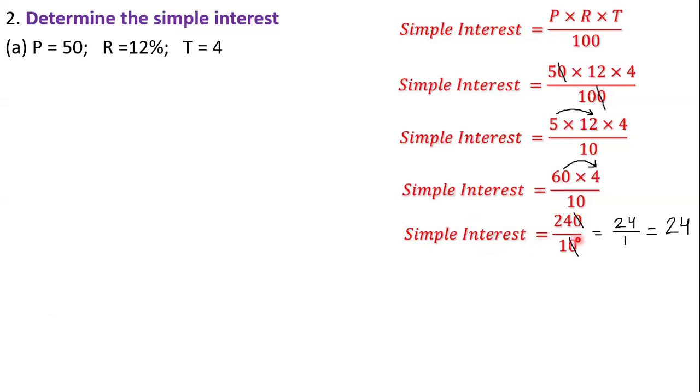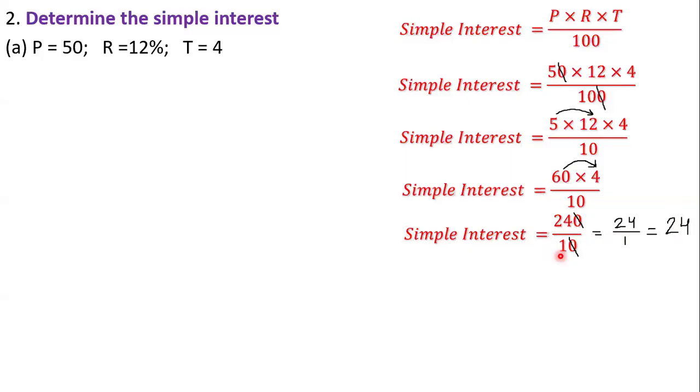So simple interest is going to be equal to 240 over 10. And we can cancel this 0 with this 0. So we have 24 over 1, and 24 over 1 is going to be equal to 24. That is simple interest. Make sense? Are we good?